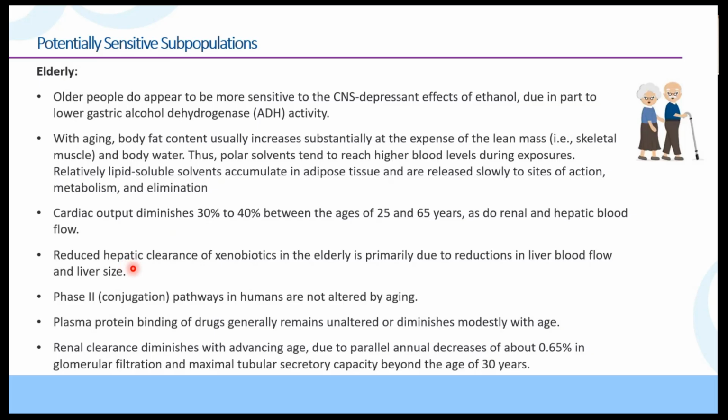Then phase 2 conjugation pathways in humans are not altered by aging. Plasma protein binding of drugs generally remains unaltered or diminishes modestly with age. So plasma protein binding is one factor which remains unaltered with age. Then renal clearance diminishes with advancing age due to a parallel annual decrease of about 0.65% in glomerular filtration and maximal tubular secretory capacity beyond the age of 30 years.